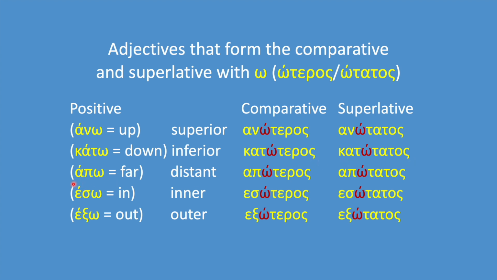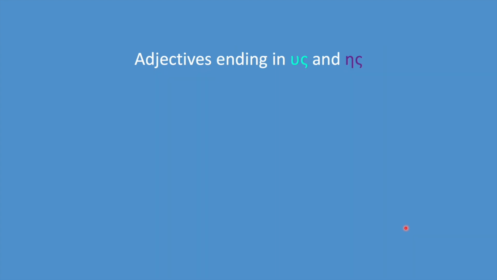From the adverb apo, which means far, we have the adjective that means distant or ulterior, apóteros, apótatos. From the adverb eso, which means in, we have an adjective that means inner, esóteros, esótatos. And from the adverb exo, which means out, we have the adjective that means outer, exóteros, exótatos.